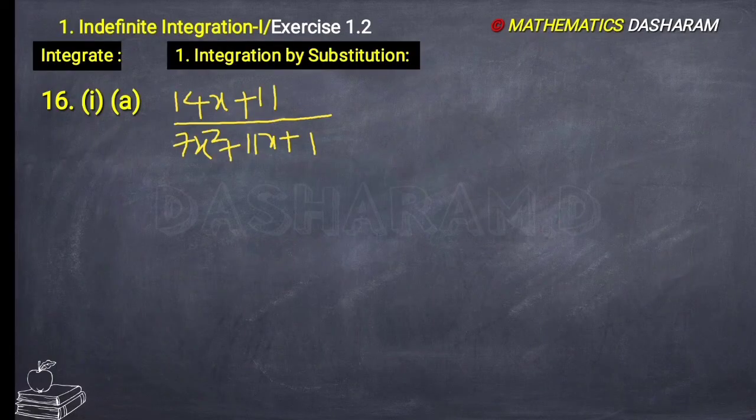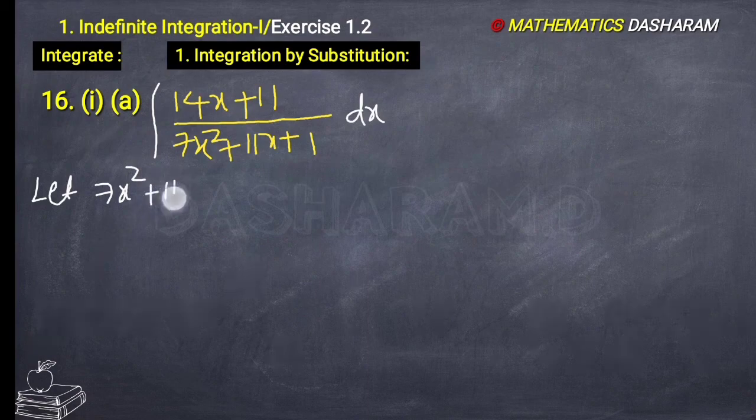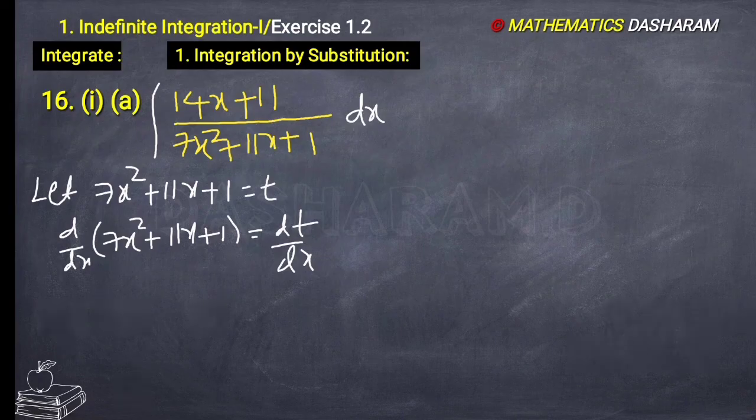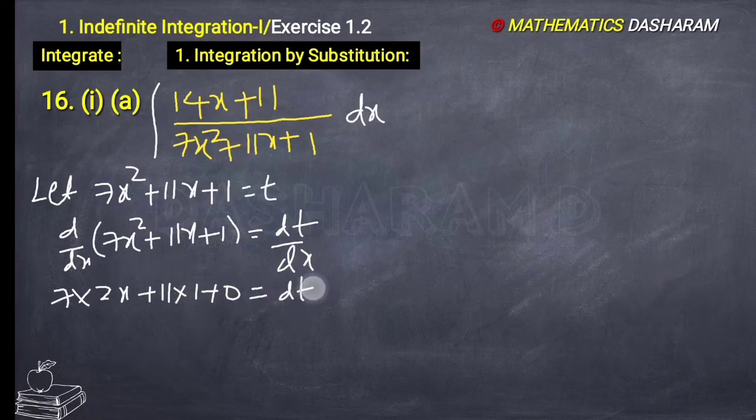Question: integrate (14x + 11) divided by (7x² + 11x + 1). Apply the integration with respect to x. Select the denominator 7x² + 11x + 1 and take it as t, and differentiate with respect to x on both sides. The derivative of 7x² is 7 into 2x, and of 11x is 11 into 1, plus 0, equals dt by dx.